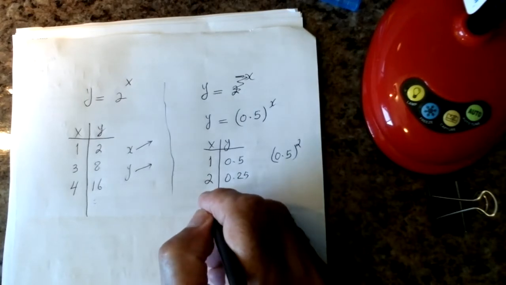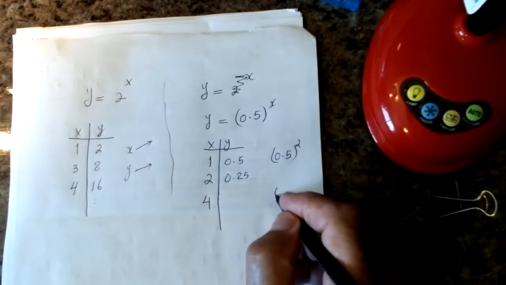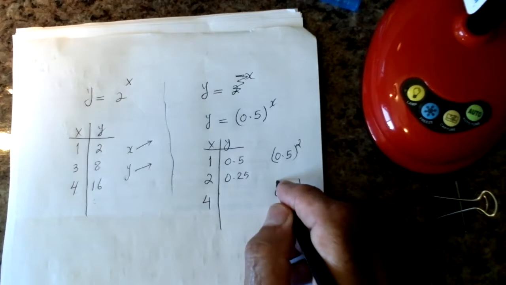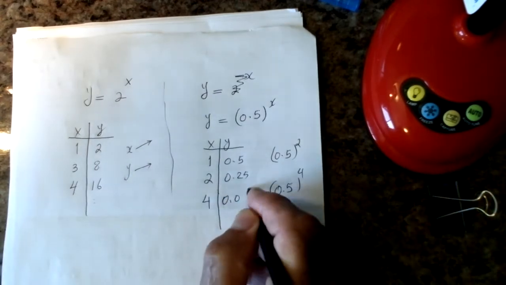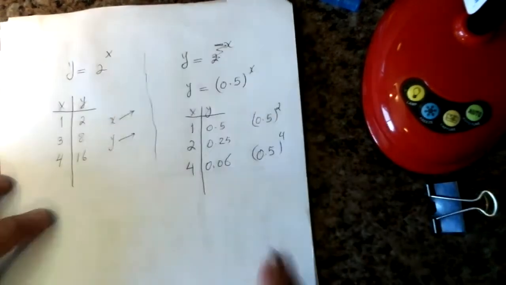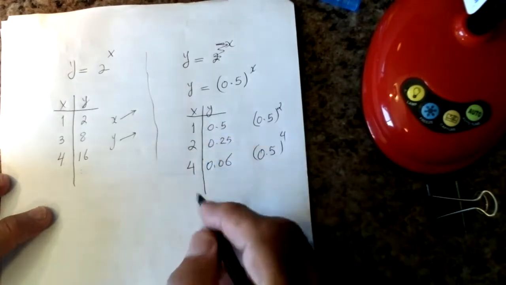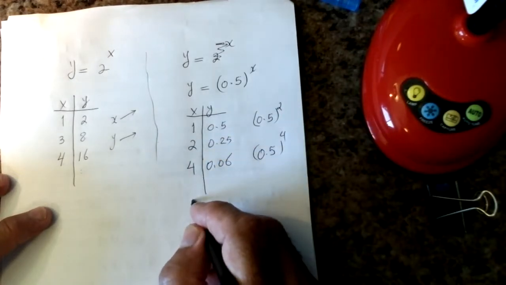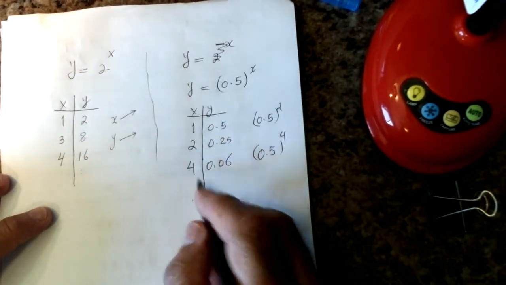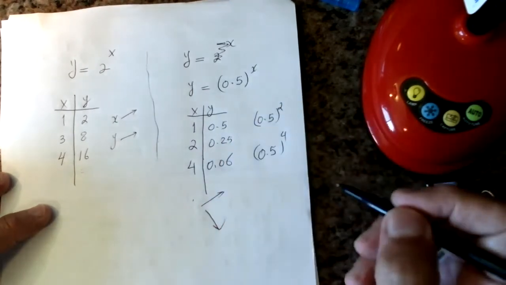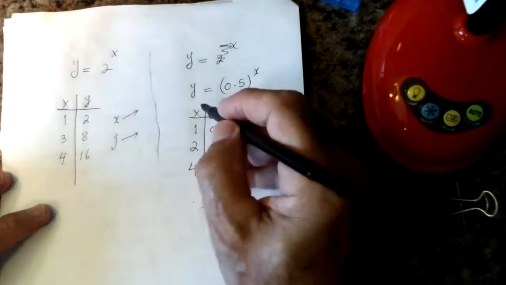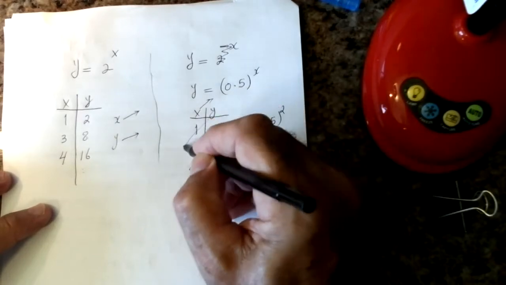What is y when x equals 4? 0.5 to the power of 4 is 0.06. What's happening is x is increasing. See, x goes from 1, 2, to 4, but y decreases. One is going up, the other one is going down.